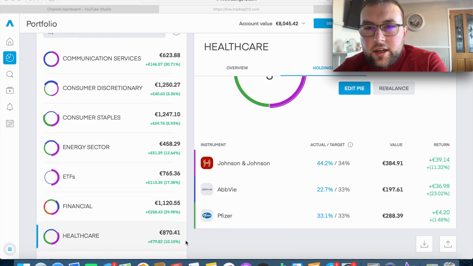We have €870 in the healthcare sector and are currently up 10% at the moment. We have 3 stocks: Johnson & Johnson up 11.3%, AbbVie is up 23%, which I was kind of surprised about, and Pfizer is currently up 1.5%. The healthcare sector was one of those sectors that I wasn't really too interested in. I was a lot more interested in the likes of technology, consumer discretionary, etc. So I just had healthcare there more for diversification, but I'm happy with how it's performing at the moment.